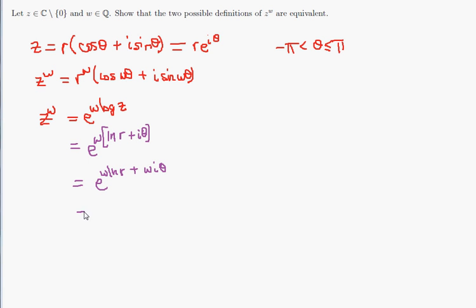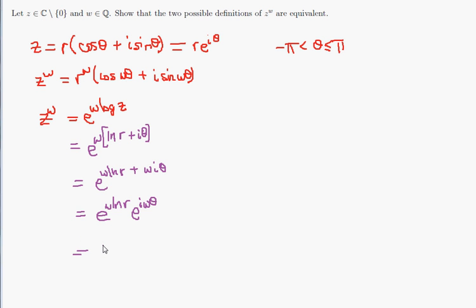And because of the additive property, one of the laws of exponents works for the exponential function, that e to the x plus y is equal to e to the x times e to the y, even if x and y are complex numbers. So I can write this as e to the w natural log r times e to the i times w theta. And that's because we have the theorem that says that this property remains true even if the exponents are complex.